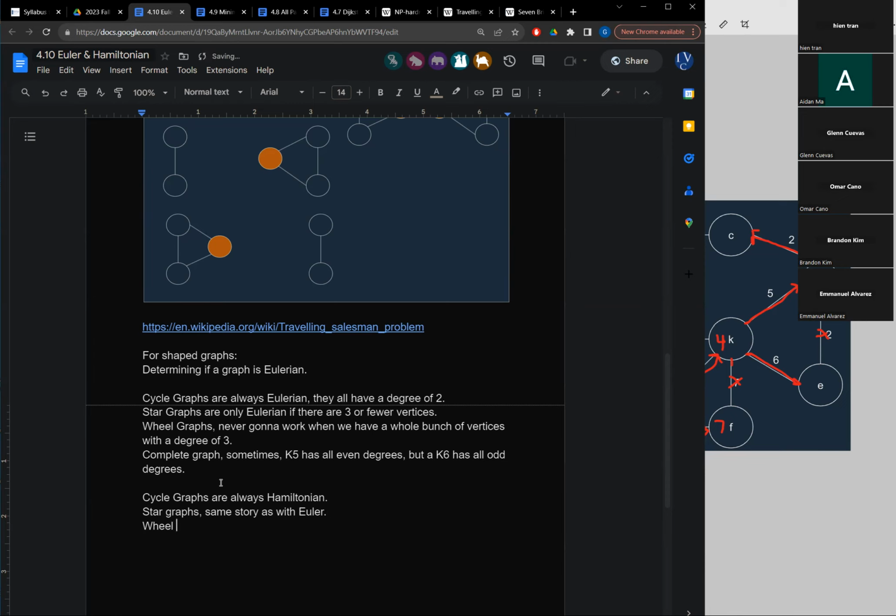Wheel graphs are always Hamiltonian, right? It's a big old cycle. You start in the middle, or start on the outside and work your way around. At some point, you're just going to bounce into the middle. Complete graph: always, right? You can get to anywhere from anywhere. So it makes it quite easy to hit every single vertex in the graph.